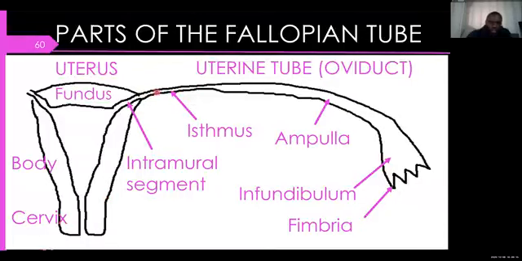The junction between the fallopian tube and the uterus itself, that corner, is what we call the conus of the uterus. Conus means horn, in plural conio. All right, so those are the parts of the uterus as well as parts of the fallopian tube. Fertilization occurs here within the fallopian tube, the ampulla of the fallopian tube.